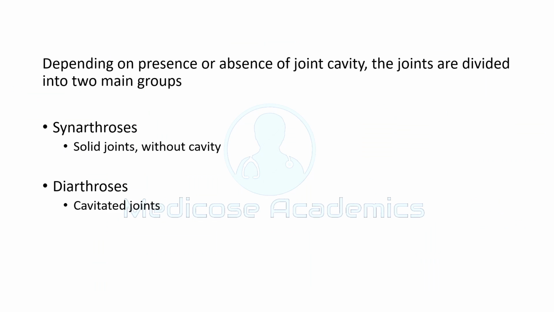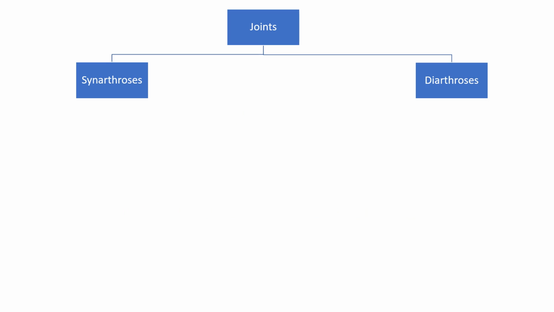Okay, let's start from the beginning. Overall, joints can be divided into two parts depending upon the presence or absence of a cavity between them. If there is a cavity between them, these are known as diarthrosis or cavitated joints. If there is no cavity between them, these are known as synarthrosis or solid joints. So we are on the first layer of our classification, diarthrosis and synarthrosis.